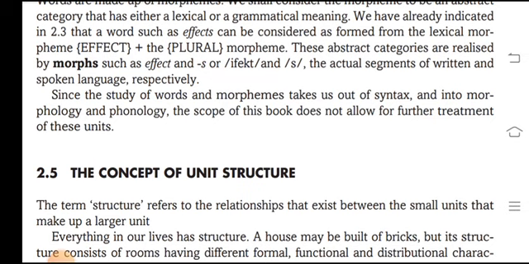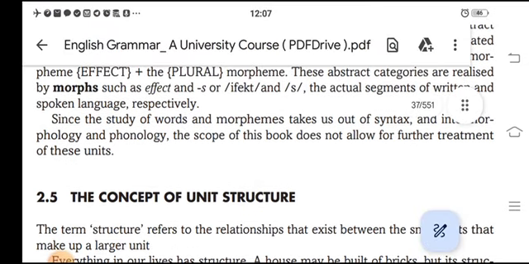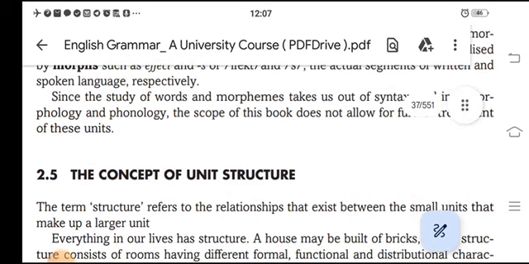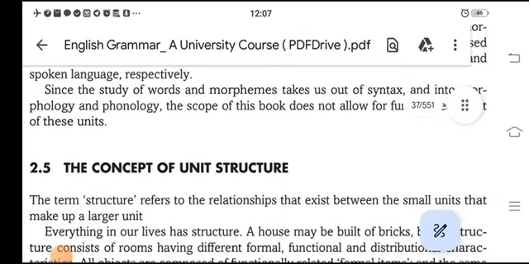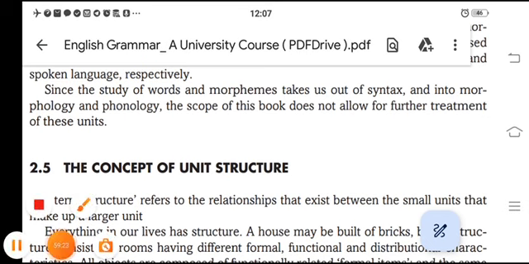Thus the abstract categories are realized by the morphs, such as the affix s and the like, the actual segments of the written and spoken English respectively. Since the study of the word and the morphs takes us out of the syntax and into the morphology, the scope of this book does not allow for further treatment of these units.